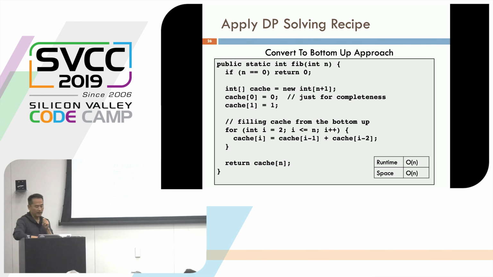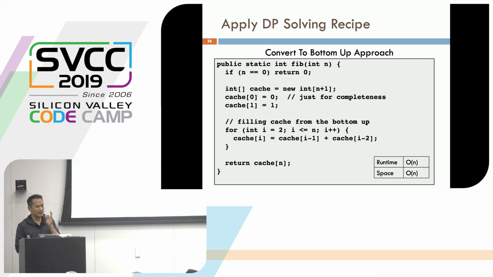Okay, and then in terms of converting to bottom up, essentially you use iteration, and we have a cache, an array this time, and then we just build it up from 0 to n, or 2 to n rather, because we know the base cases of 0 and 1 already. So we're going to go from 2 to n, and build the cache up. And then finally return the cache of n at the end. Okay, so that's an example of how to apply DP to Fibonacci.